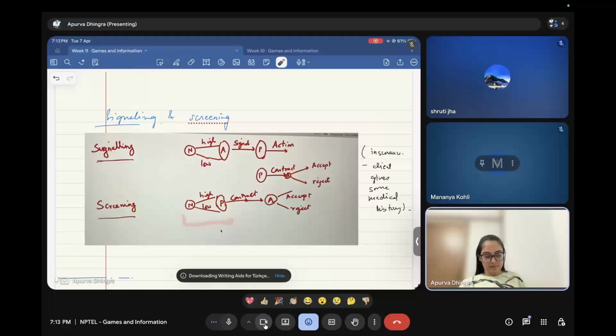This is the scenario where the principal doesn't know what the state of the world is, or what nature has done, what has happened here. He decides to give a contract. The agent decides to accept or reject. Okay, that's actually about it. So this is the standard way of going about it.